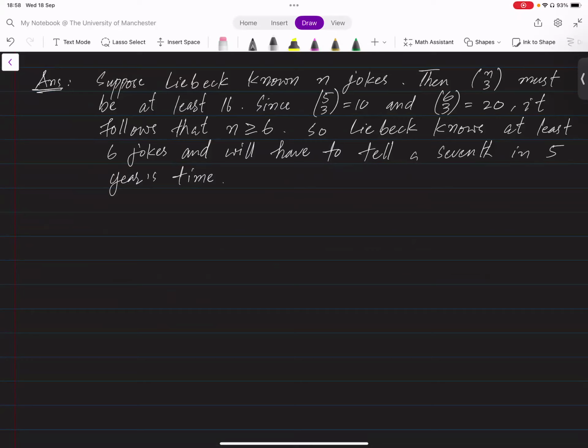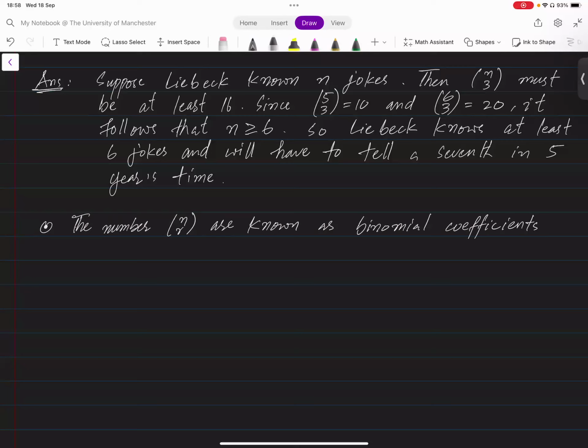Now the numbers n choose r are known as binomial coefficients. This is because of the famous theorem which we will give now. Theorem 16.3. Name is Binomial Theorem.